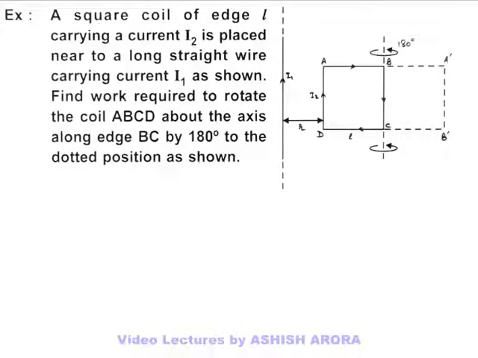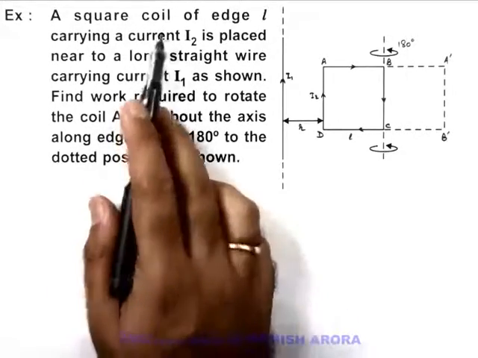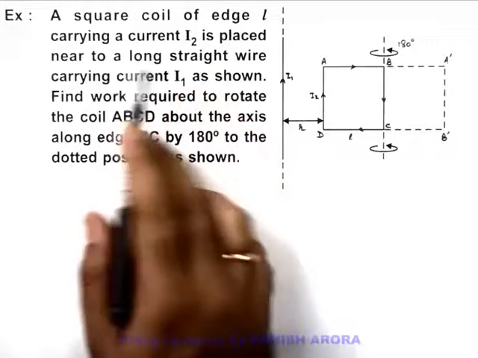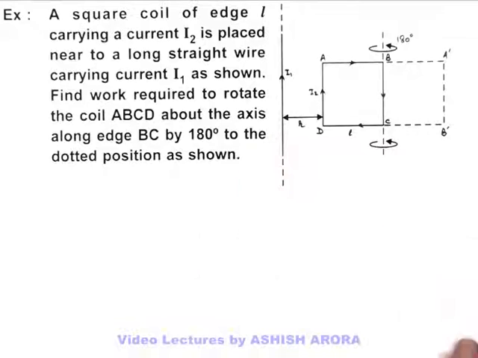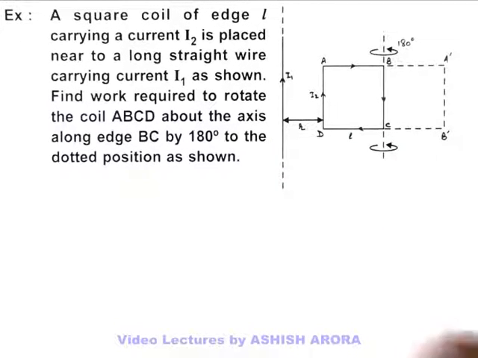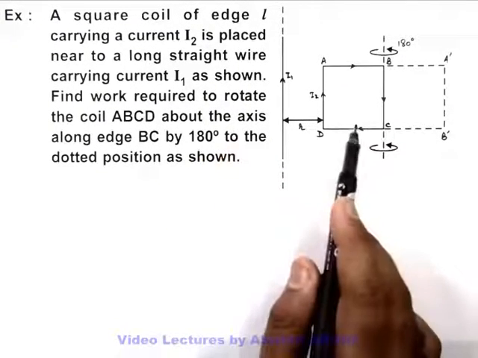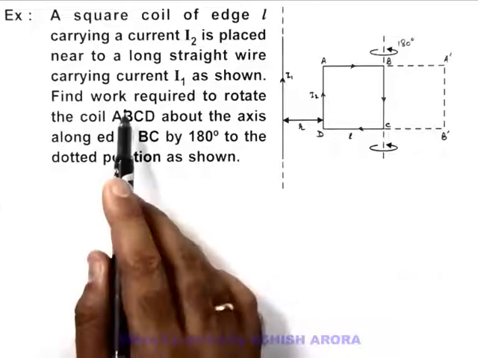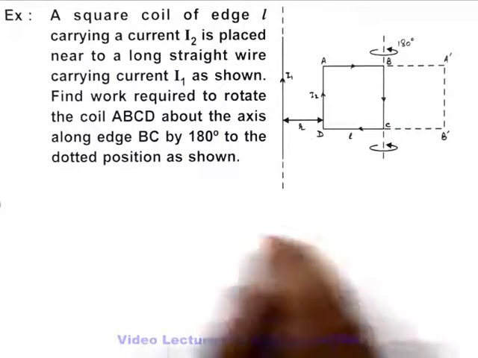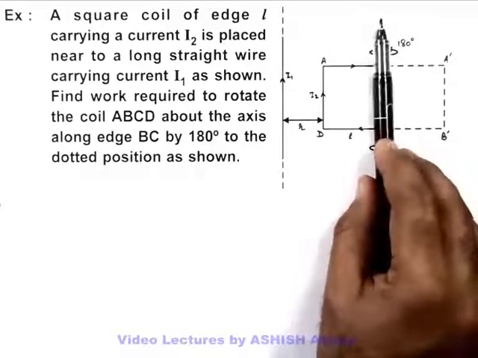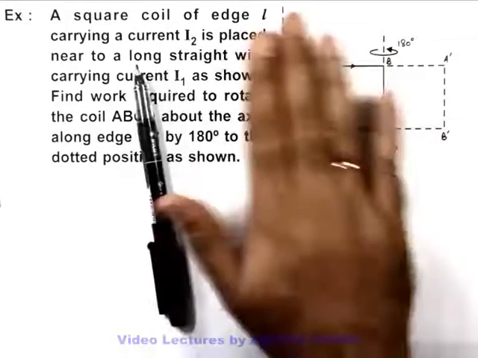In this example, we are given a square coil of edge L which is carrying a current I2, placed near to a long straight wire which is carrying a current I1 as shown in the figure. Here we are required to find the work required to rotate the coil ABCD about the given axis, the edge BC, by an angle of 180 degrees.